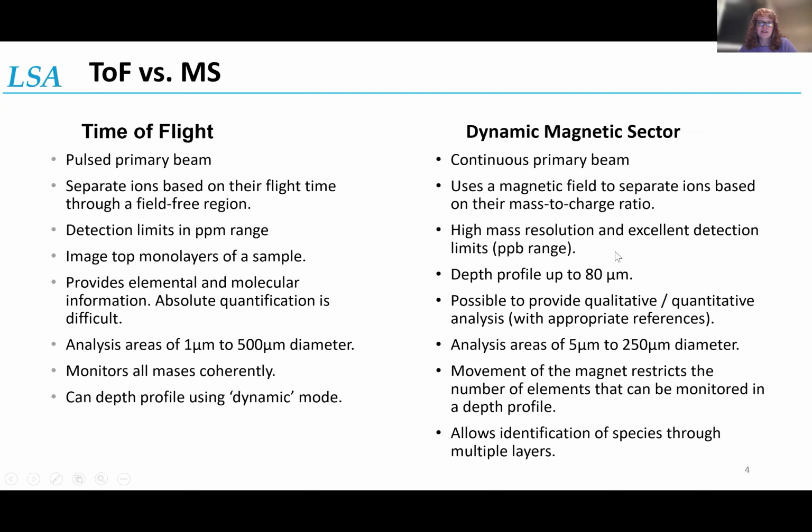We get a much better detection limit. They're going down to parts per billion range, and can depth profile up to about 80 microns if necessary. Because the magnetic sector machines have been optimized for this depth profiling and these detection limits, we do lose spatial resolution. So we can image down to about a micron, but it's a toss-up between spatial and depth resolution. So you need to pick your type of SIMS depending on what you're interested in.